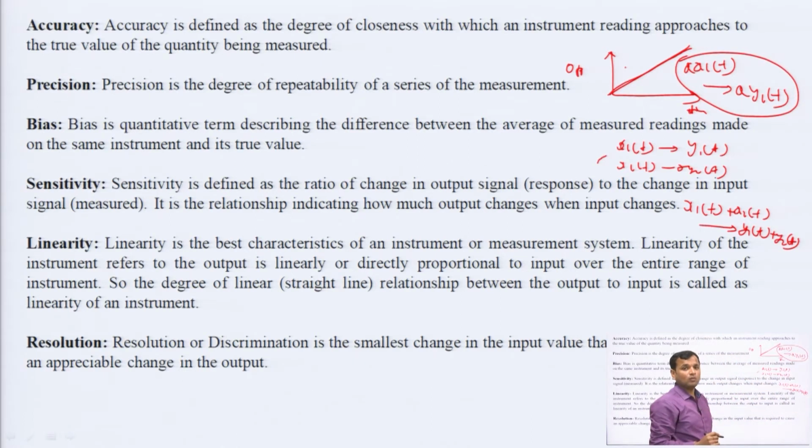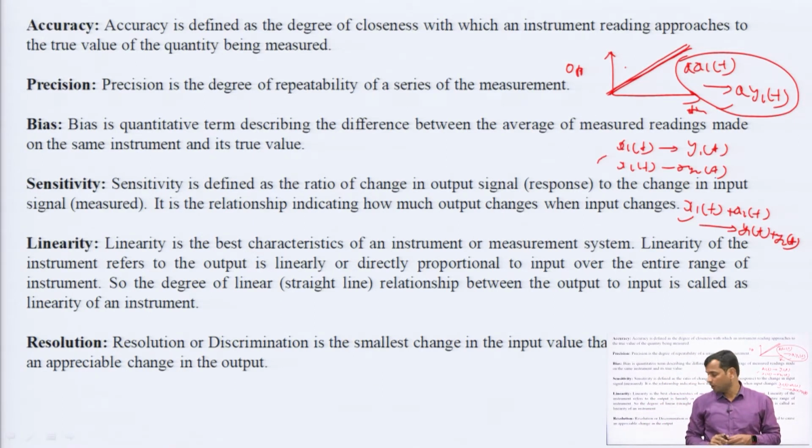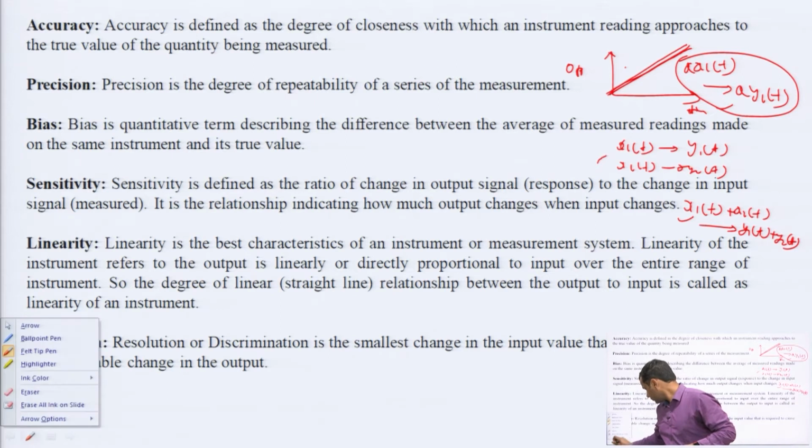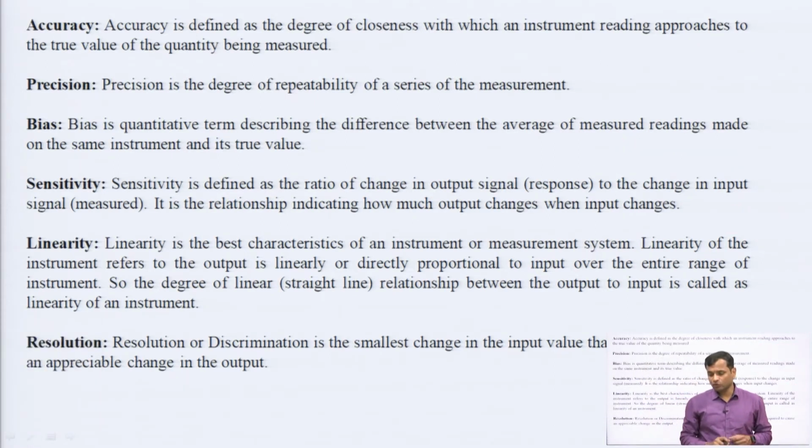Okay. So, when the system follows these two properties, superposition and homogeneity, that is called a linear system. The basic definition is when there is a linear relationship between the input and the output, or the change in input is proportional to the change in output. This type of characteristic is called linearity.